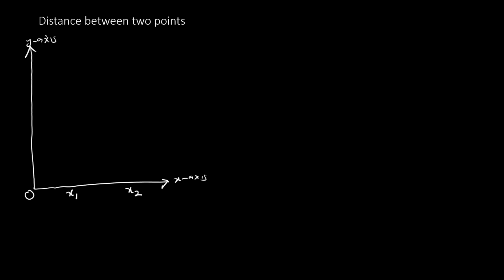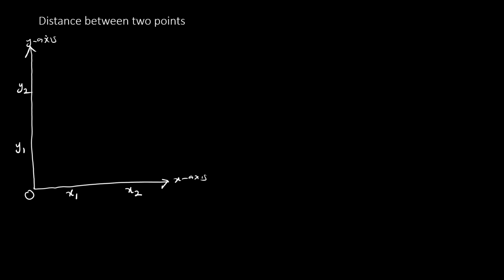Let's assume we have a Cartesian coordinate again, with this as our y-axis and this as our x-axis. Note that I'm not considering the negative axis here. So let's pick out some imaginary numbers. Here we have x1, here we have x2, and then let's put this as y1 and this as y2.